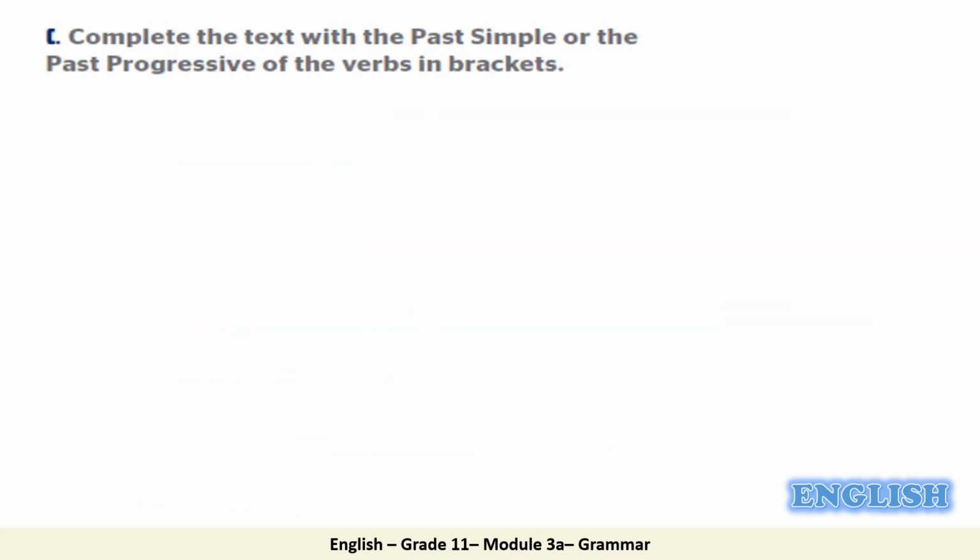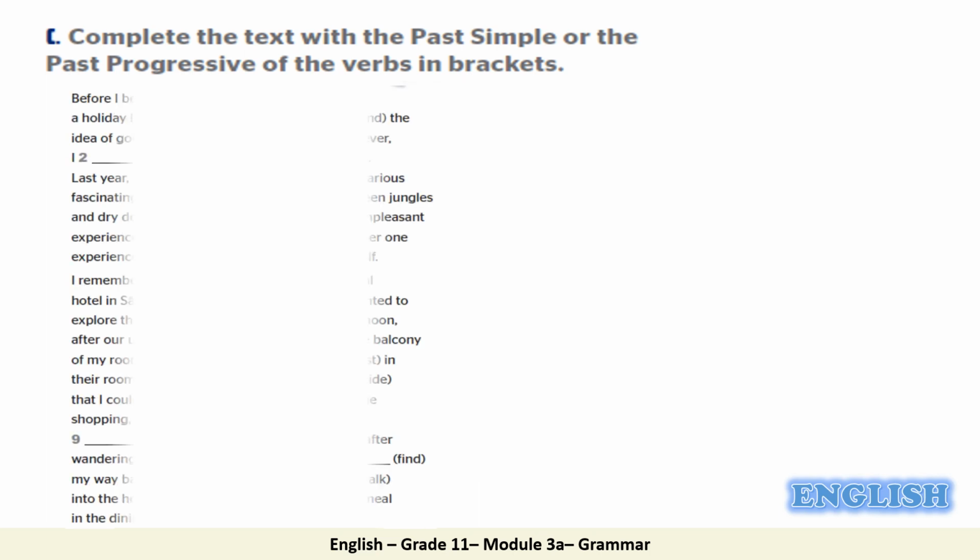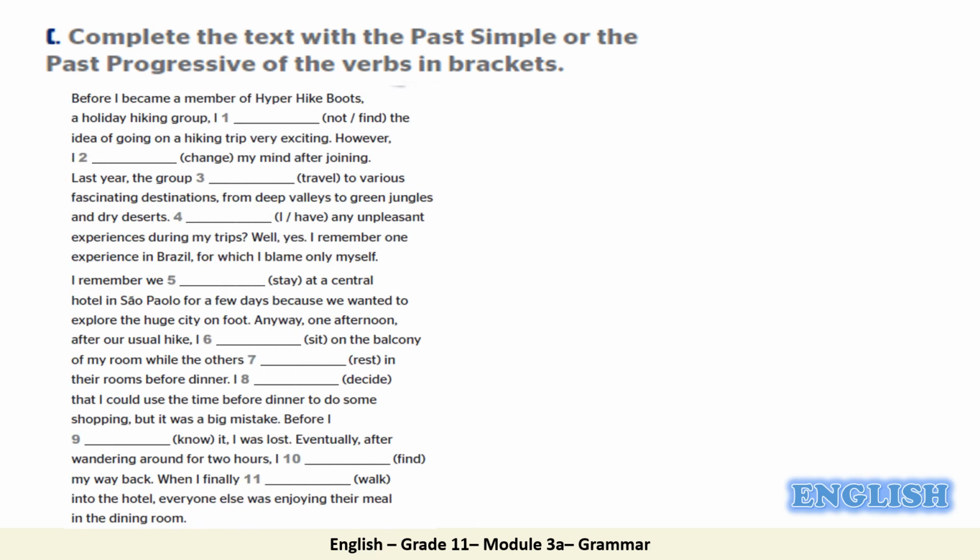Now we are going to exercise C. Complete the text with the past simple or the past progressive of the verbs in brackets. So we have here a text and we are going to choose either past simple or past progressive of the form of the verb between brackets. We have here 11 spaces and 11 verbs. We are going to form the correct past simple or the past progressive of the verb. So dear students, stop the video for some time and think of the correct answers for this exercise.